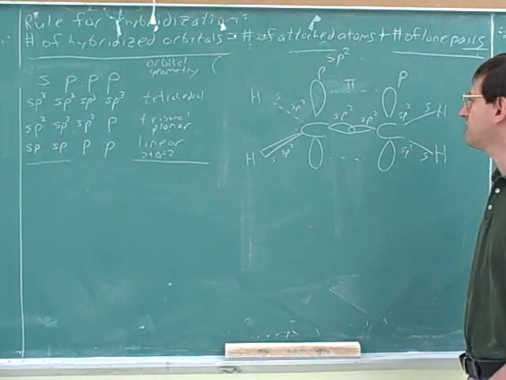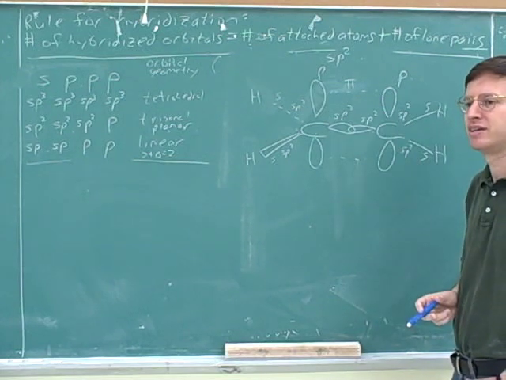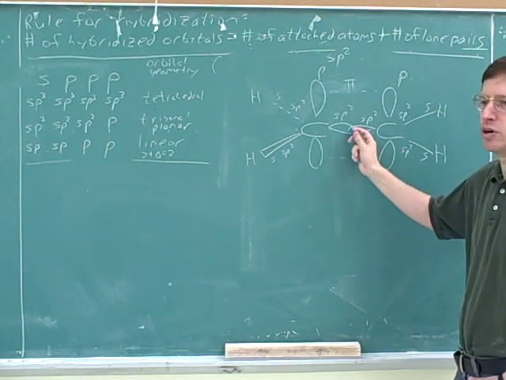All right, and we can see here who's going to be stronger, the sigma bond between the carbons or the pi bonds? Sigma. Yeah, because it's got the actual overlap.